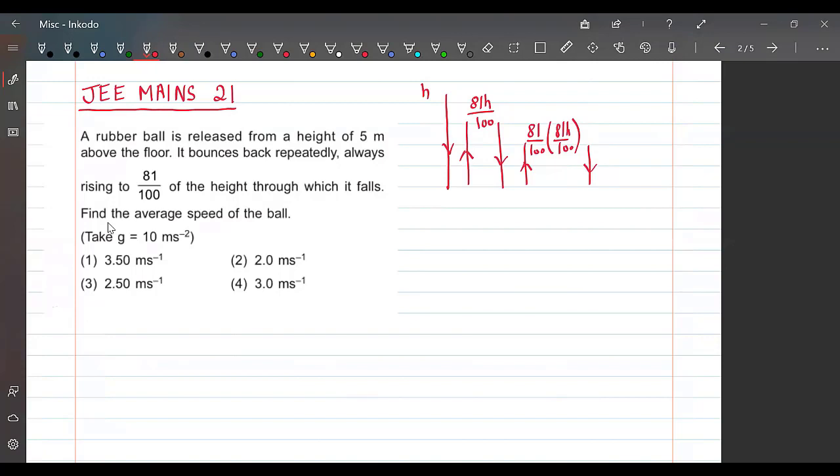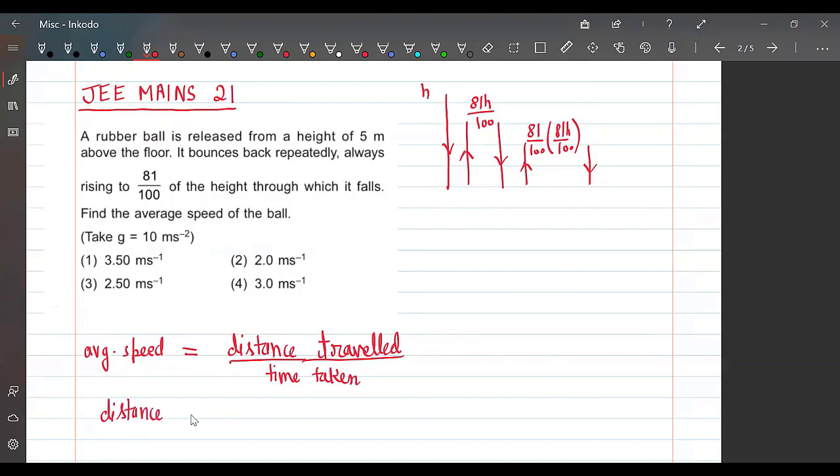They have asked to find the average speed of the ball. If you remember the formula for average speed, that is the distance traveled upon time taken. Average speed is the distance traveled upon time taken. Then first we'll find the total distance traveled.